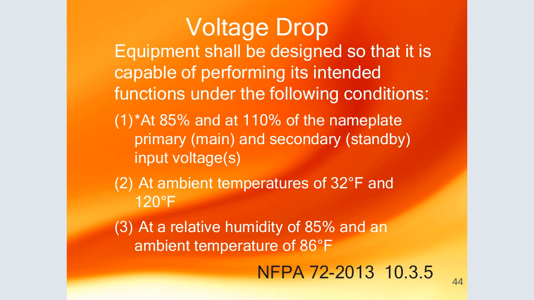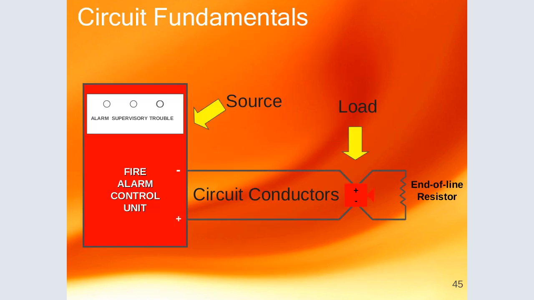We have another one called the voltage drop. This equipment shall be designed so that it is capable of performing its intended function under the following conditions. That is, at 85% and at 110% of the nameplate primary, main, and secondary standby input voltage. And then at the ambient temperature, the relative humidity should be 85% and an ambient temperature of 65 degrees Fahrenheit.